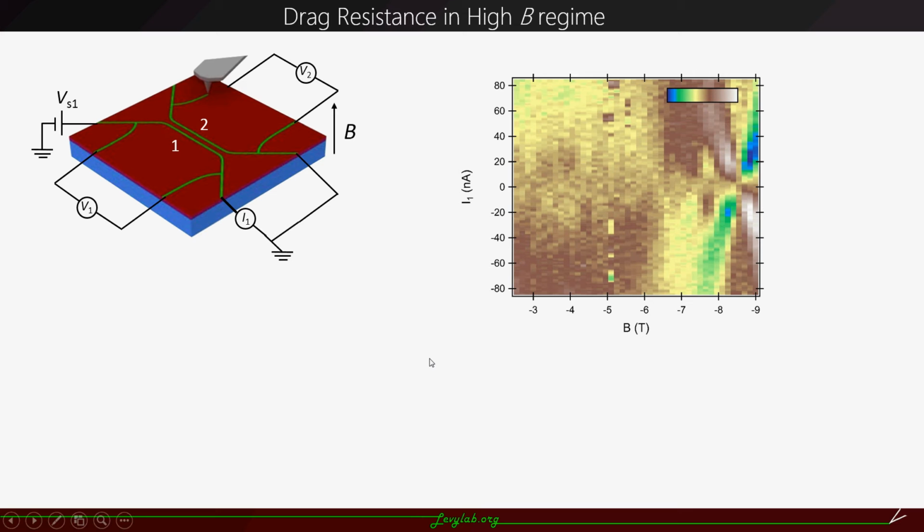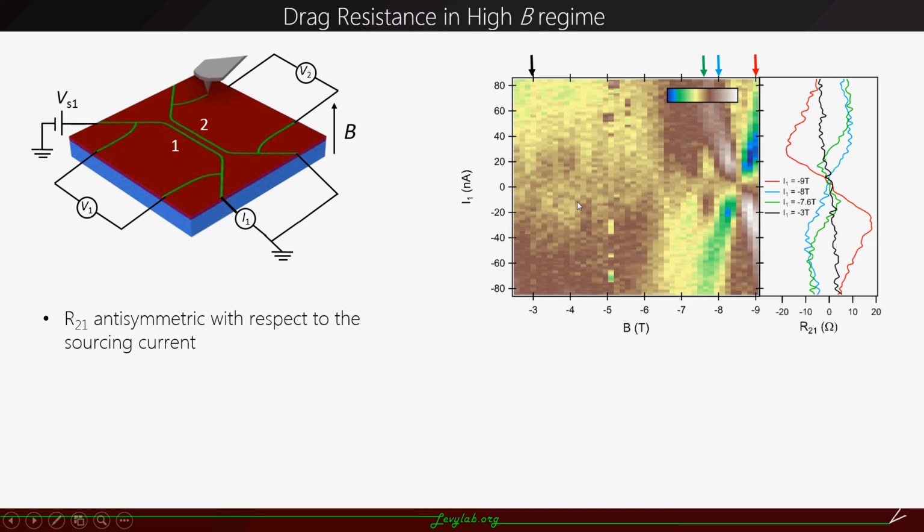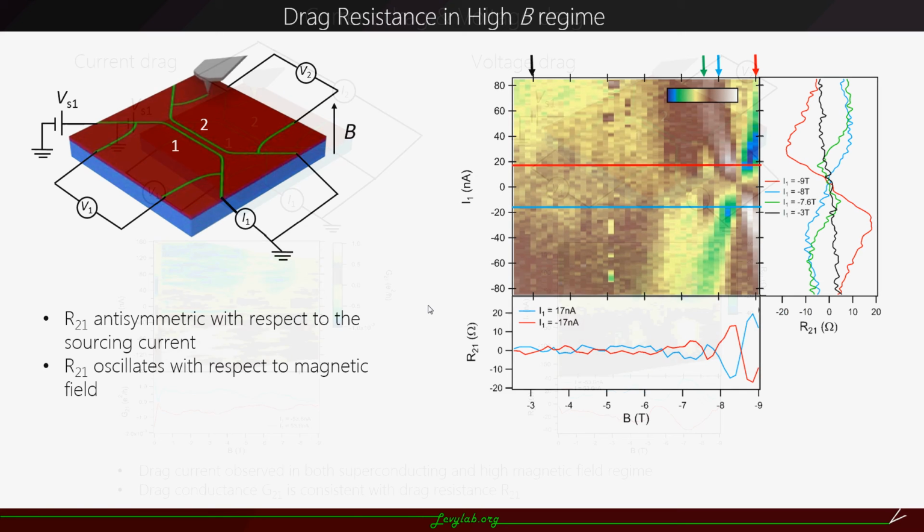First, we can see drag resistance is anti-symmetric with respect to the sourcing current. We extract the drag resistance along sourcing current plus and minus 17 nanoamps. We observe an oscillation of drag resistance with respect to magnetic field.